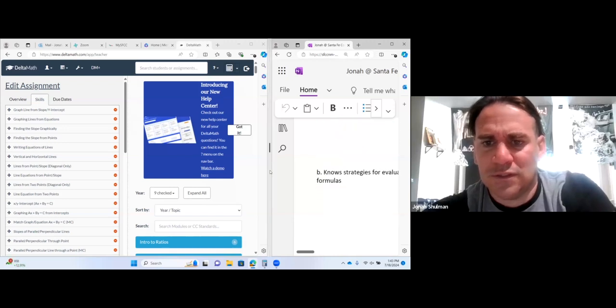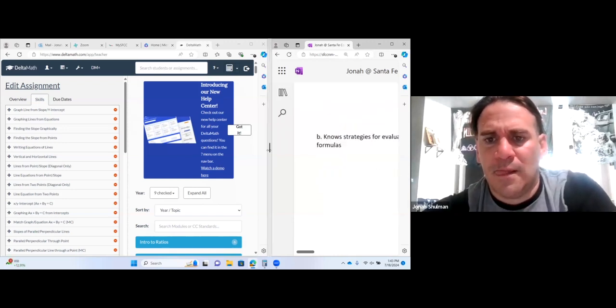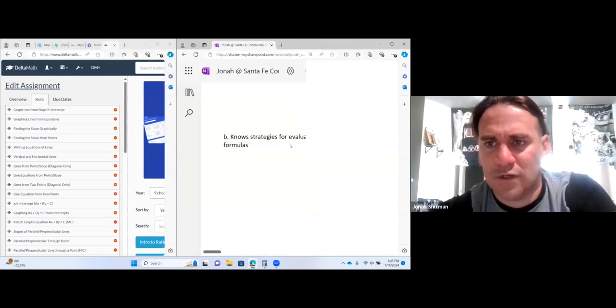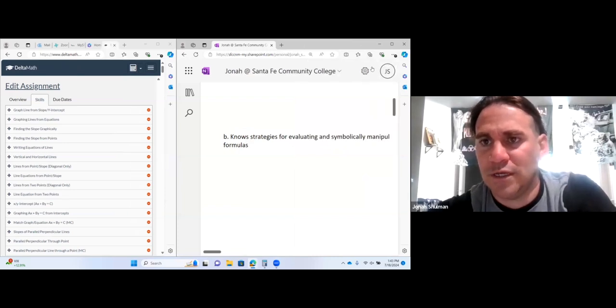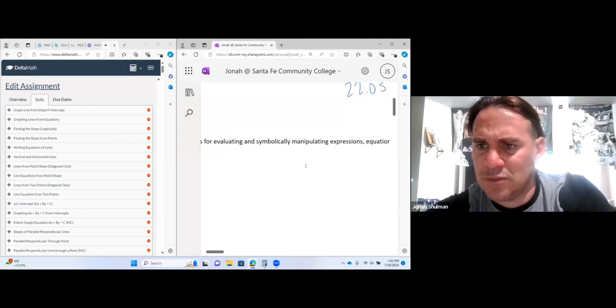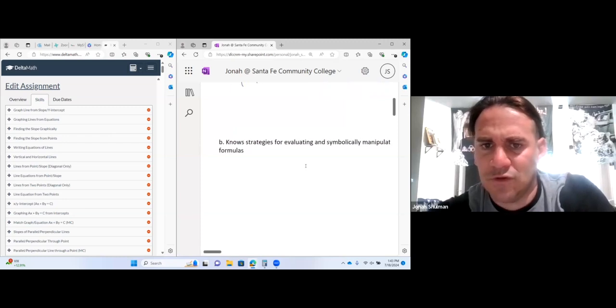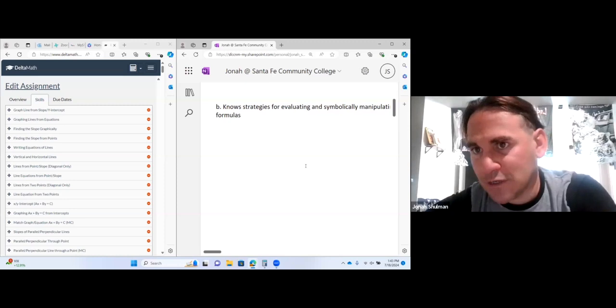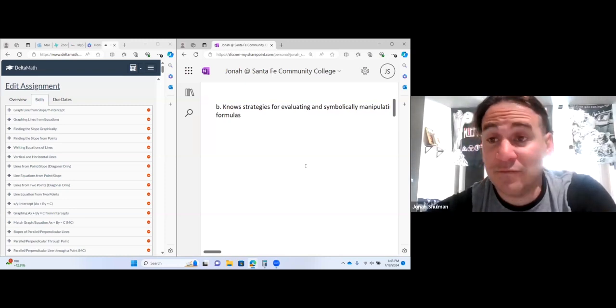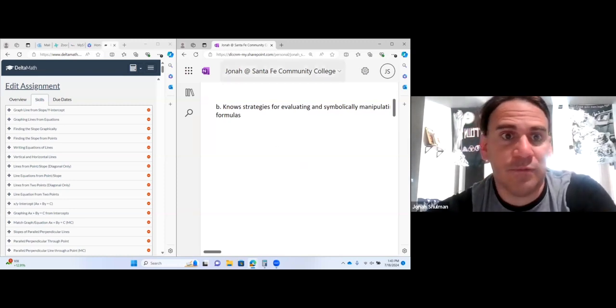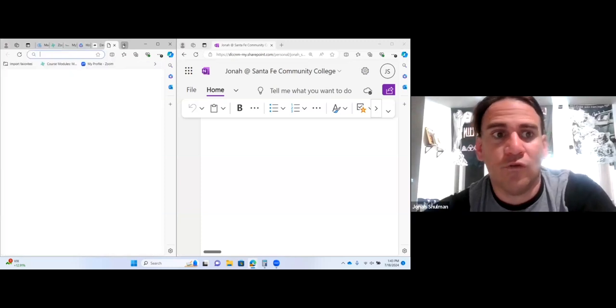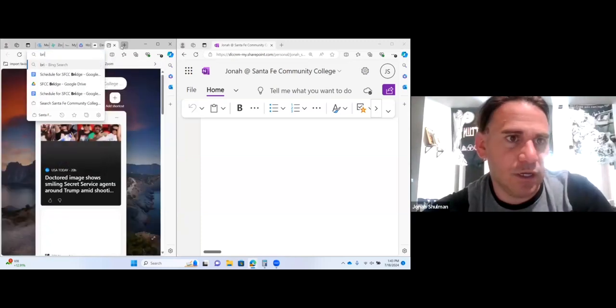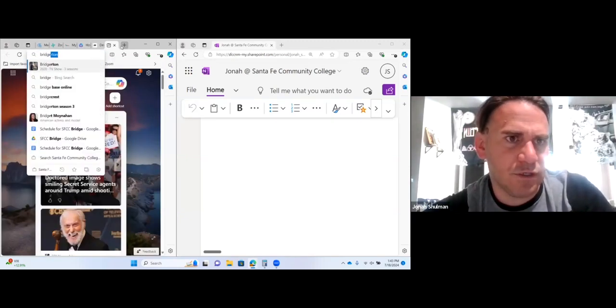All right, so this is the standard that we're going to do our best to cover. And let me move my weird floating head. So, strategies for evaluating symbolically, manipulating expressions, equations, and formulas. Now, a lot of the stuff we're going to do is going to feel kind of challenging, right? I have tons of stuff for slope. If you want to see some fun stuff, really good ways to help your students, I'll put in some stuff here.